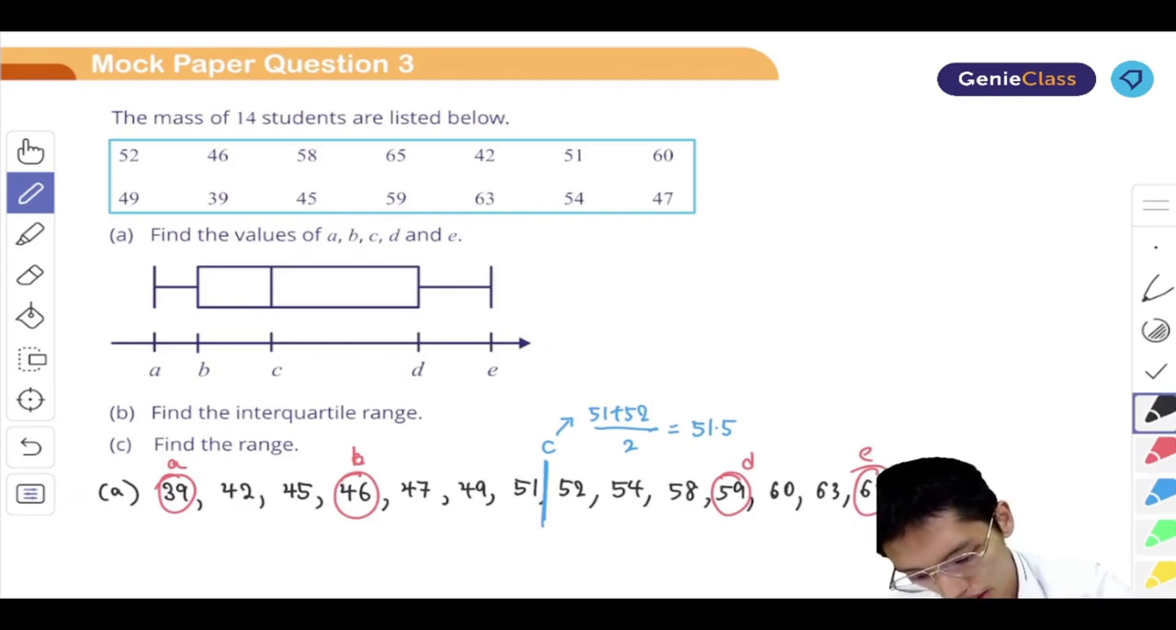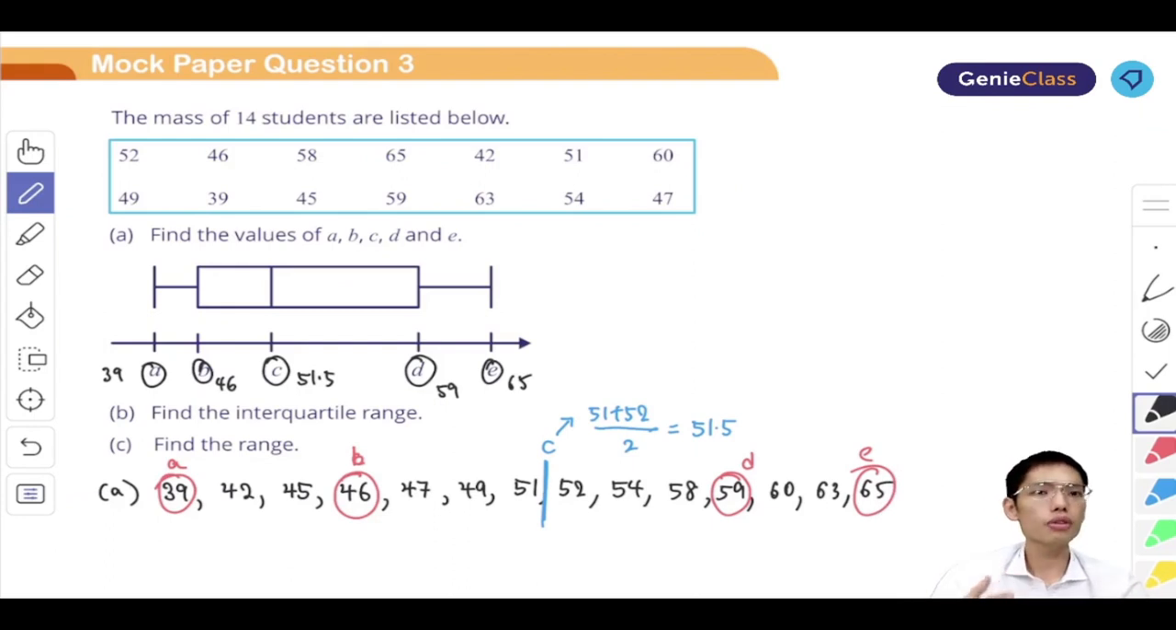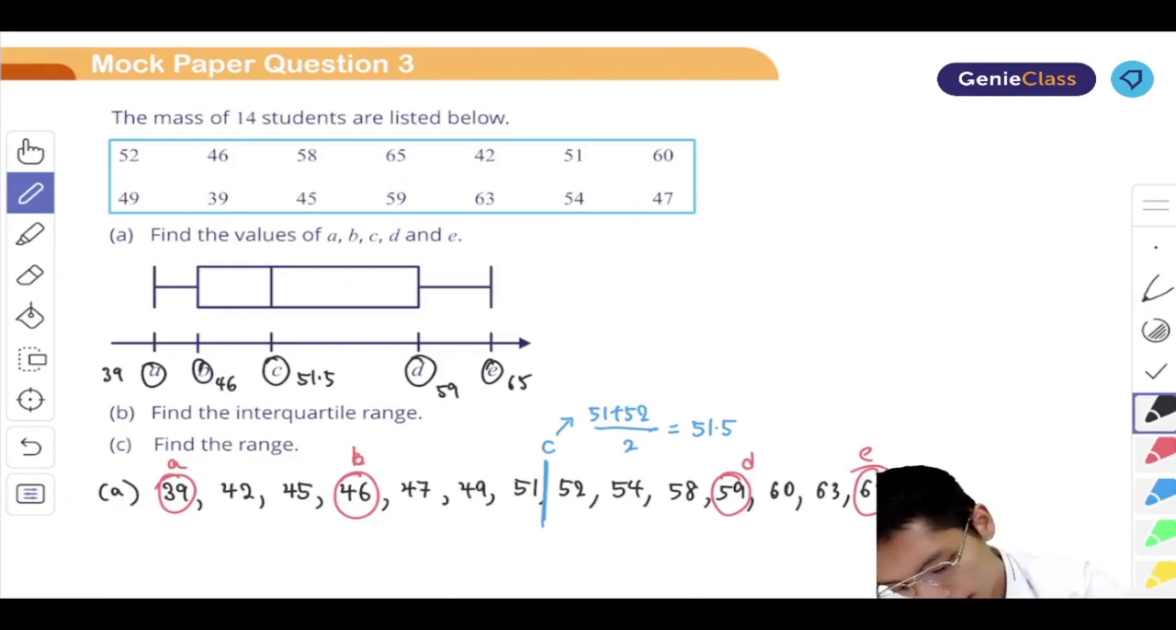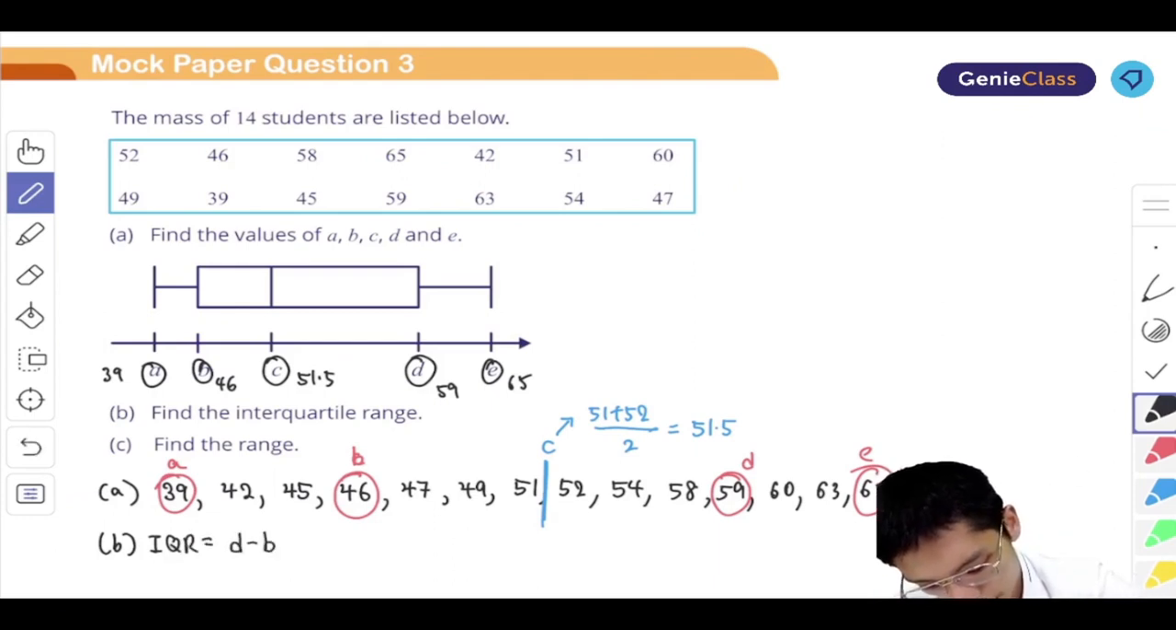Okay, so this will be 39, this will be 46, this will be 51.5, this will be 59, and this will be 65. And from here, how do we find the interquartile range and everything? Interquartile range, or IQR for short, will just be, in this case, D minus B. So that's 59 minus 46. This is 13.